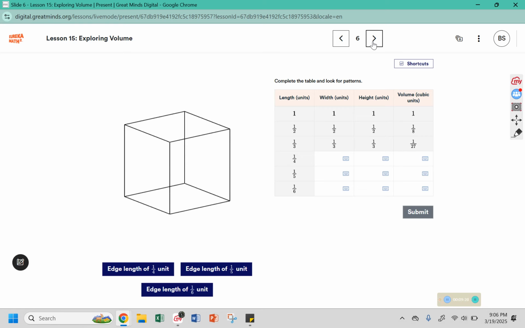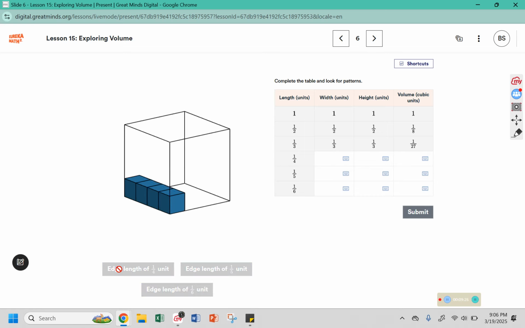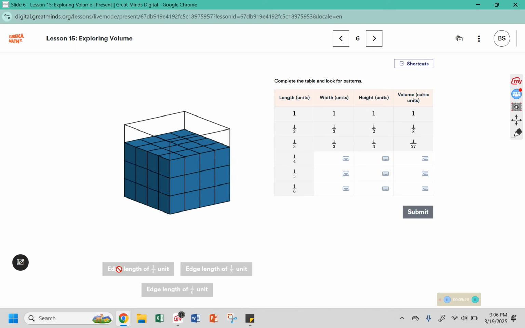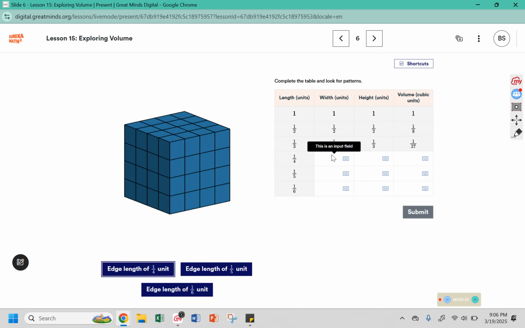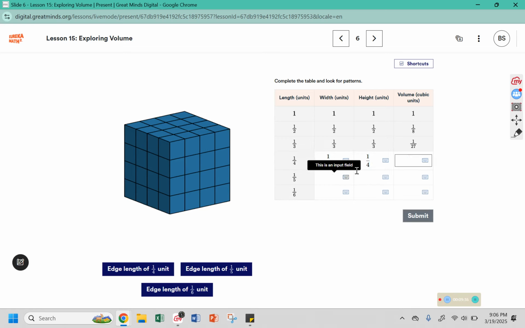Complete the table and look for patterns. So let's look at the edge length of 1/4. That is a fourth wide, a fourth tall, and a fourth long. 1 times 1 times 1 is 1. 4 times 4 is 16. And 16 times 4 is 64.